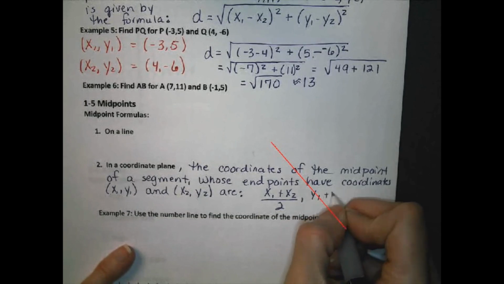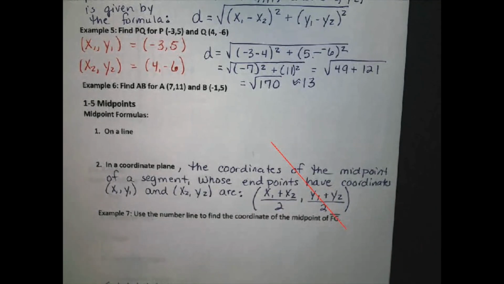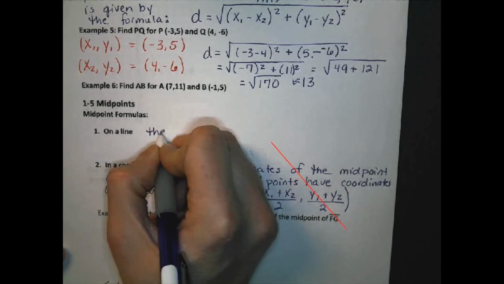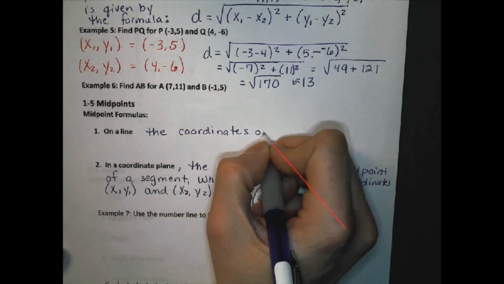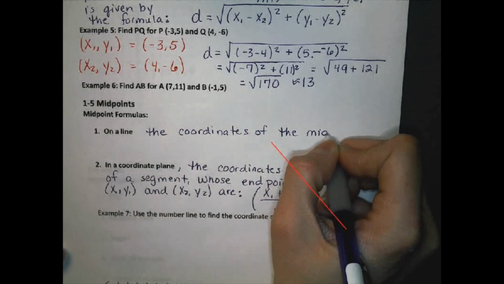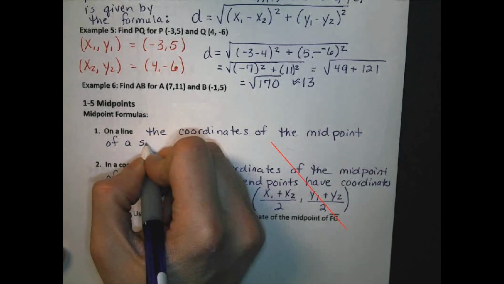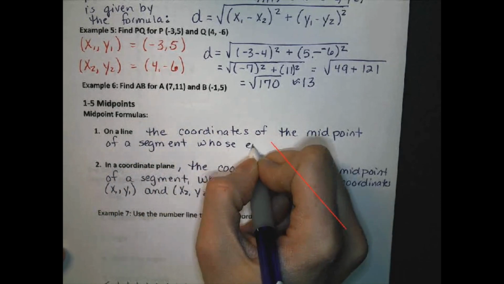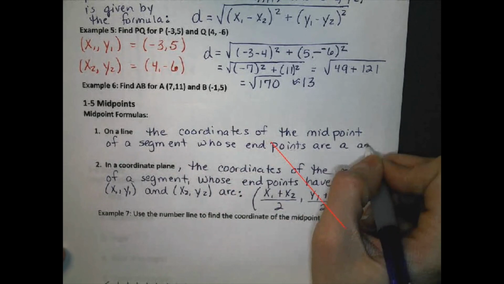On a line, the coordinates of a midpoint of a segment whose endpoints are A and B are A plus B divided by 2.